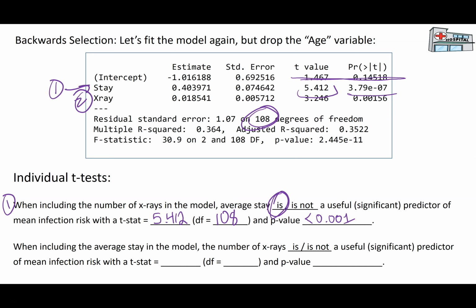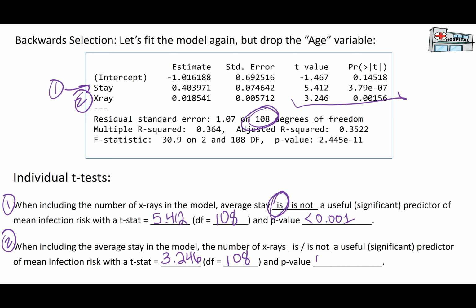So then my second one, I'm going to look here. I'm going to fill in my information here. I have a t-statistic of 3.246. My degrees of freedom are still 108. My p-value, it's pretty small, 0.00156. So because my p-value is pretty small, what we're going to conclude is, hey, when I include stay in the model already, adding the number of x-rays into the model is useful.